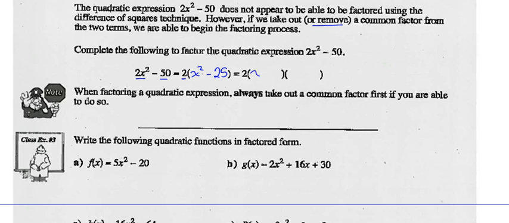The square root of x squared is x, you can put that in the front of each bracket. The square root of 25 is 5, that's going to go in the back of each bracket. Make one positive, make one negative. You now have the factors of 2x squared minus 50. 2 times x plus 5, x minus 5. So, as a note, when factoring a quadratic expression, always take out a common factor first if you can do that.